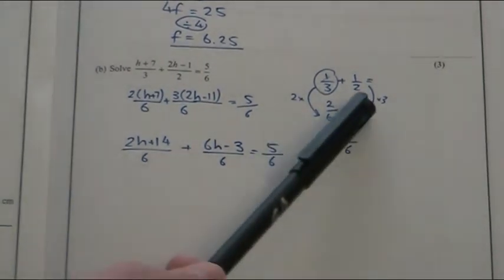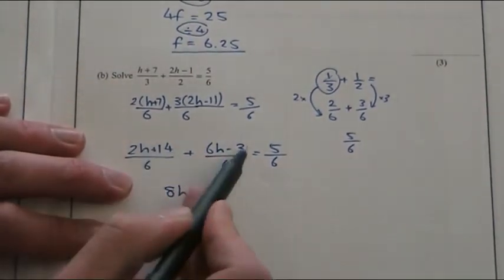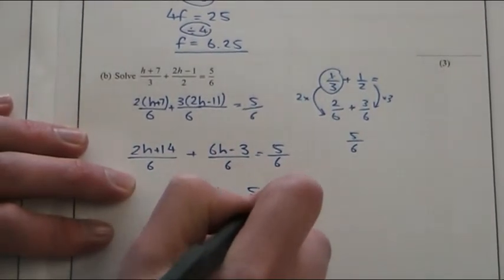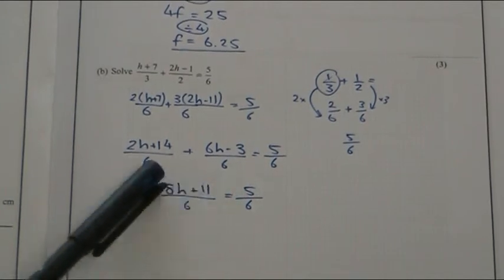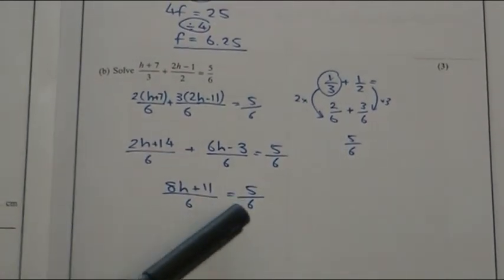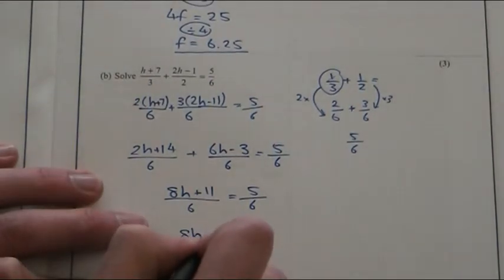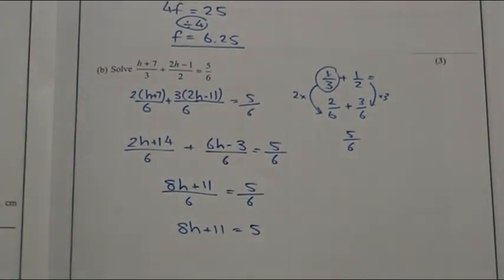So all we've got to do now is combine the tops and keep the bottoms the same. So 2h plus 6h is 8h, 14 take away 3 is 11, so now we have this. And in the question I did before, we didn't have any of this, but if you think about it, instead of saying that, just say this divided by 6 is exactly the same as 5 divided by 6. So both things divided by 6 have got to be the same. So I can say that 8h plus 11 must equal 5, because that divided by 6 has the same answer as 5 divided by 6, they must be the same.